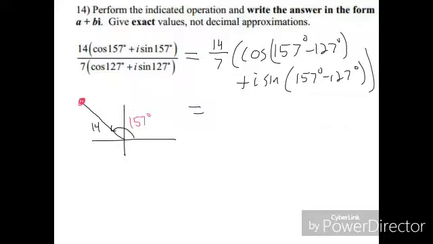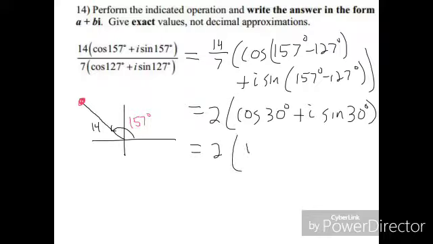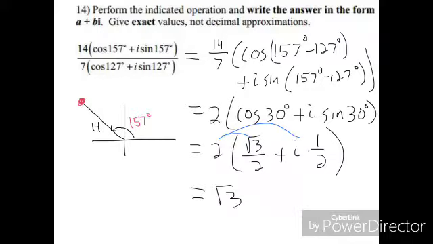Okay, let's see what we get. So 14 divided by 7 is 2. And cosine of 157 minus 127, which is 30, plus i sine 30. This is why we don't need our calculator. We have a nice unit circle angle. Cosine of 30 is square root of 3 over 2 plus i sine 30, which is 1/2. We can now distribute the 2 through and get square root of 3 plus i.